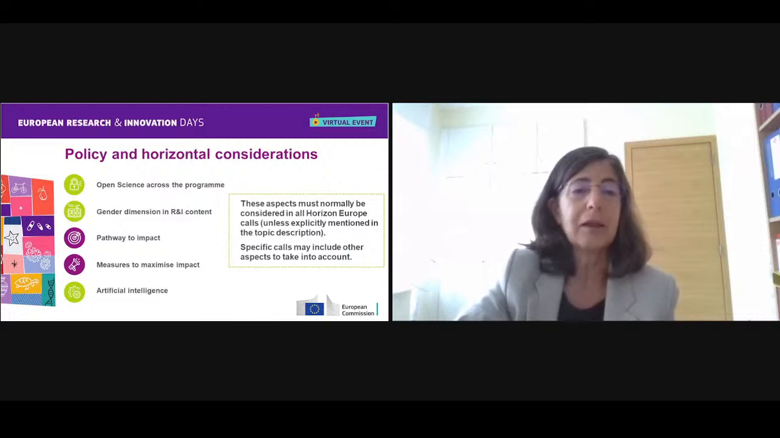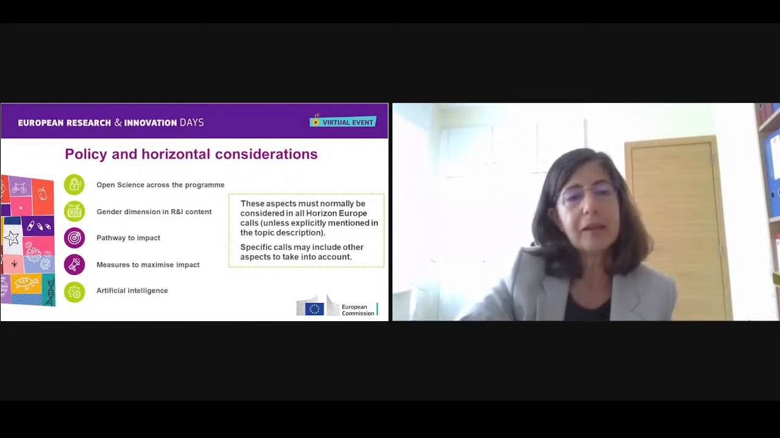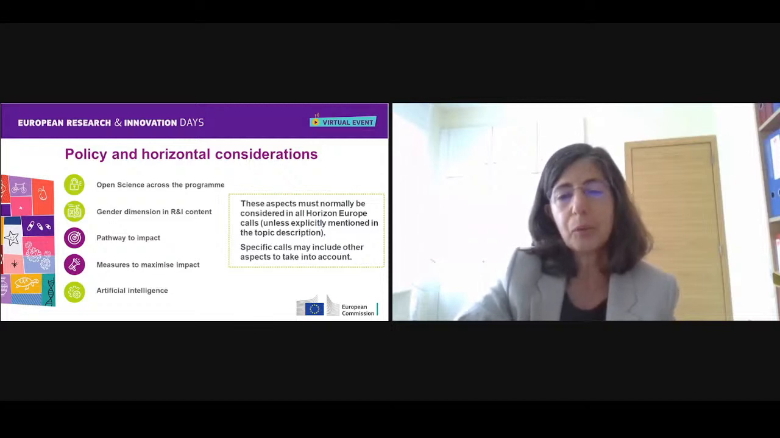So you need to be aware that in Horizon Europe, we apply open science across the program. So this is something that you will need to pay a lot of attention to when writing your proposal. The gender dimension in research and innovation content is applicable in all topics in Horizon Europe unless it is mentioned in the topic that this is not relevant. If you do not find a sentence in the topic description that for this topic the gender dimension in research and innovation content is not relevant, this means that you have to take this into account.